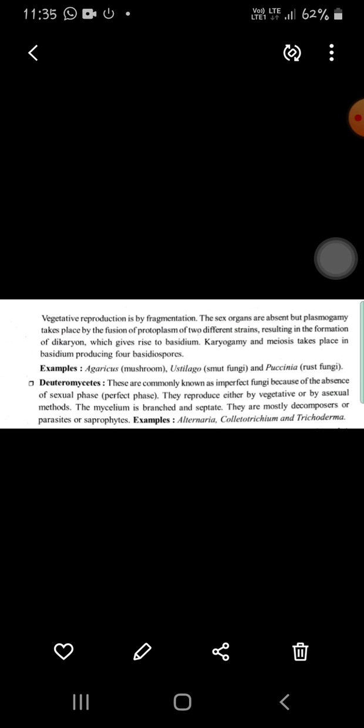Next is deuteromycetes, commonly known as imperfect fungi because of the absence of a sexual phase. They reproduce by vegetative or asexual methods, and the mycelium is branched and septate. They are saprophytes or parasites. So remember that in all of them the mycelium is septate and branched, and they are decomposers or parasites, and some reproduce asexually and some sexually.